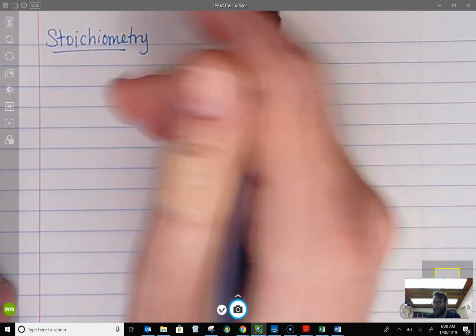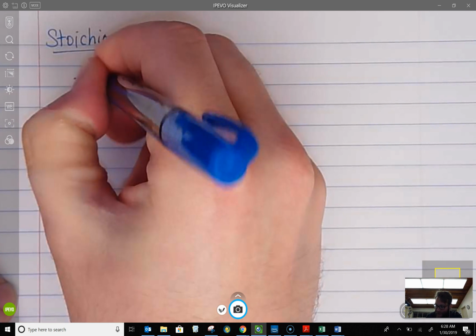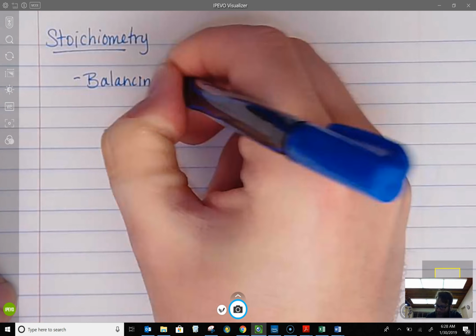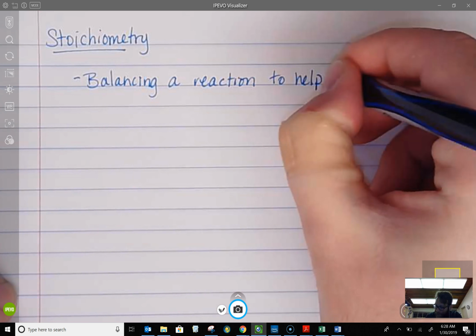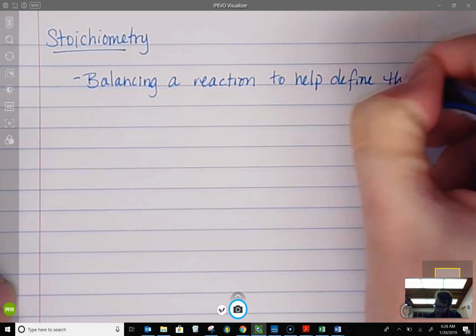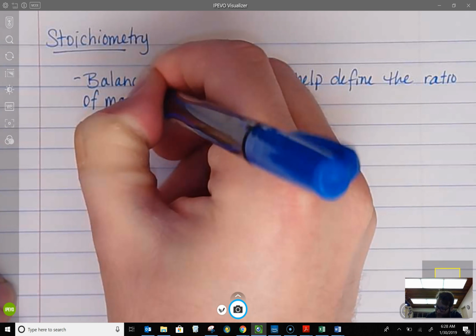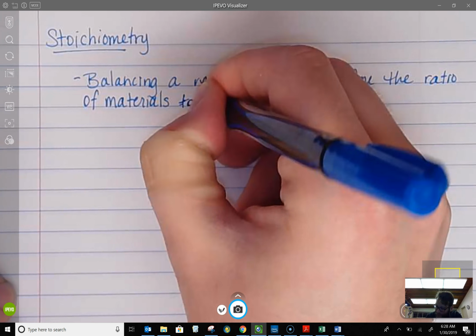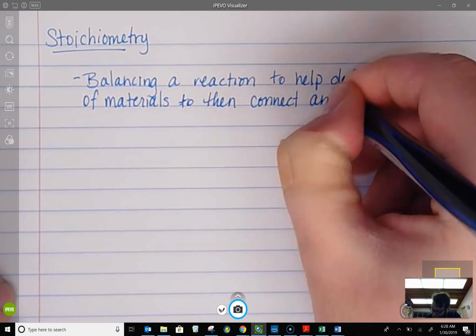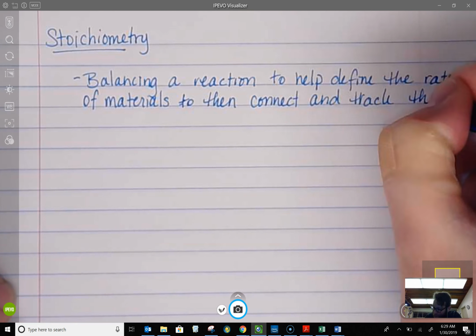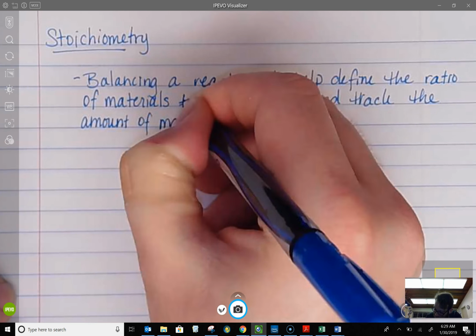Stoichiometry has a really lofty name, but if we want to define it, stoichiometry is just the process of balancing a reaction to help define the ratio of materials to then connect and track the amount of matter being used.